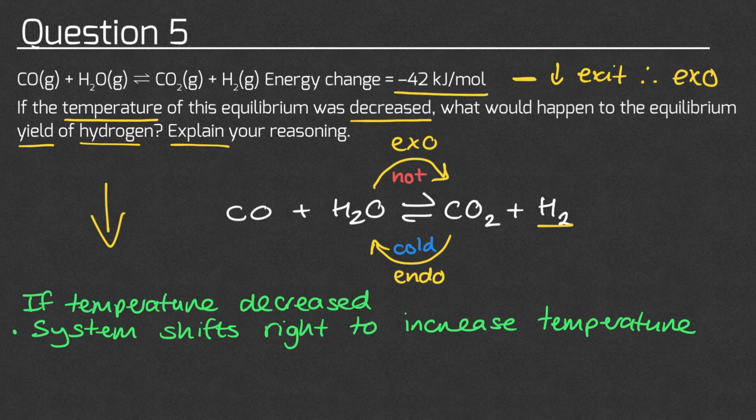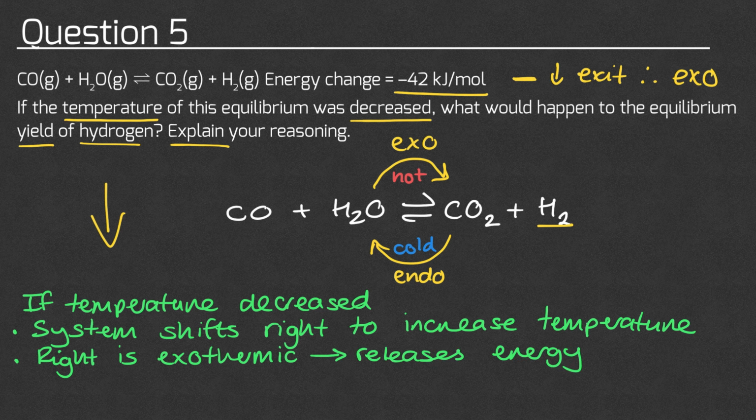So if the temperature was decreased, the system would want to shift to increase the temperature. It would want to do the opposite. In this case, it would shift to the right to increase the temperature, because we know from our labels that the right is exothermic, therefore gets hot. So if we make it colder, the system wants to do the opposite, making it get hotter.